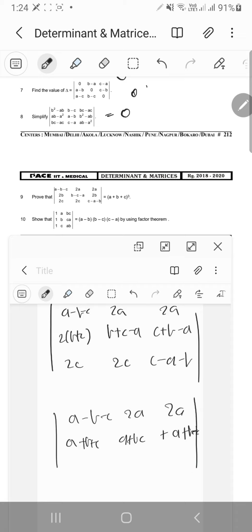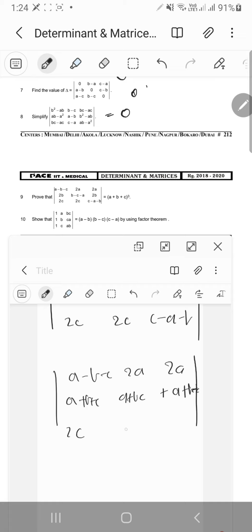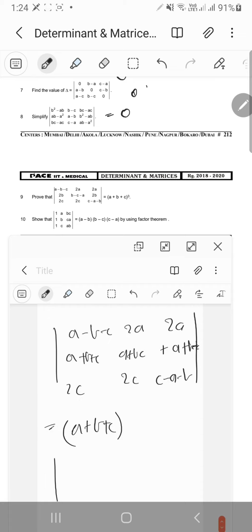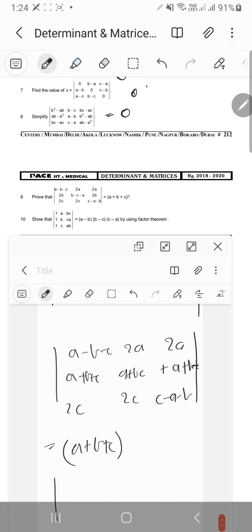So we can manipulate this to get something nice, I think. Okay, 2c, c minus a minus b. So just take that out. This row is completely multiplied by that thing, so it should be a plus b plus c times the determinant. In fact, wait, maybe we can do it better than that.